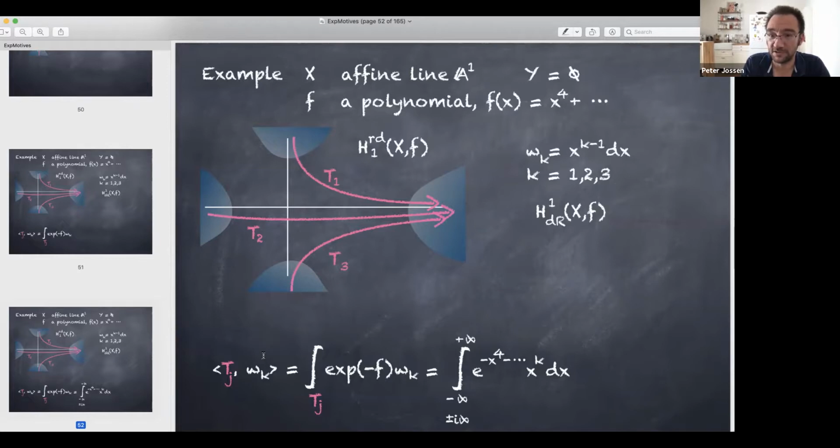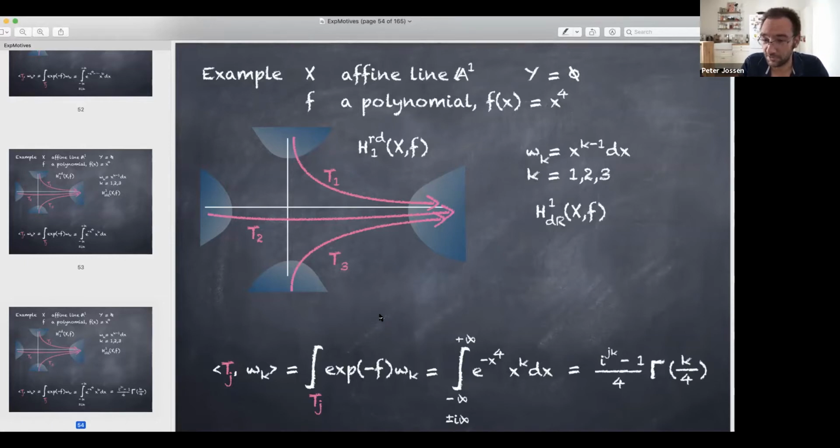But just to see what comes out, let's pretend the polynomial is just x to the power 4 and no lower order terms. So then you have here a bunch of very concrete integrals. And once you make a change of variable and you call y x to the 4, you will see in these integrals essentially the definition of the gamma function. So indeed, up to a little noise, the value of these integrals is a special value of the gamma function at k over 4. K is the power of x in the differential form.